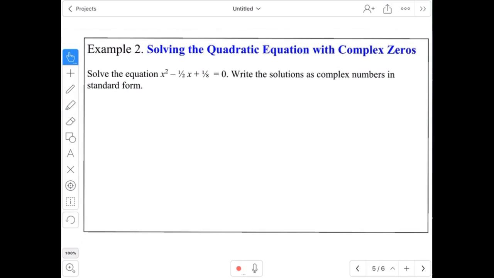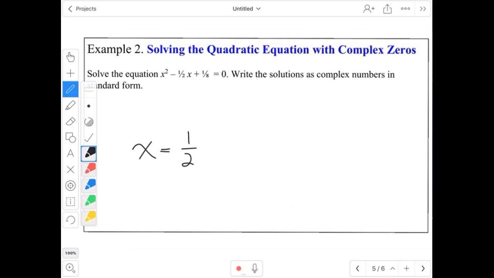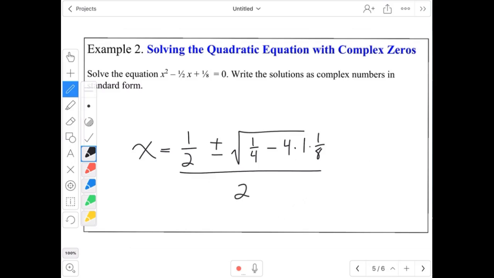And then if we have complex zeros. So we have a bunch of fractions to work with. So again, let's jump right into it. X equals negative b, so x equals positive 1/2, since b is already negative, plus or minus the square root of b squared, so that would be 1/4, b squared minus 4ac, so that would be 4 times 1 times 1/8, all over 2.